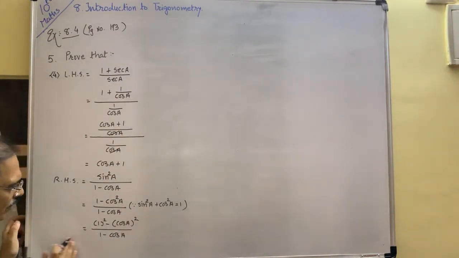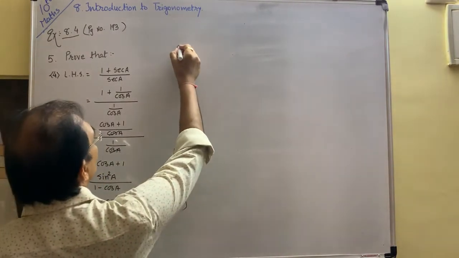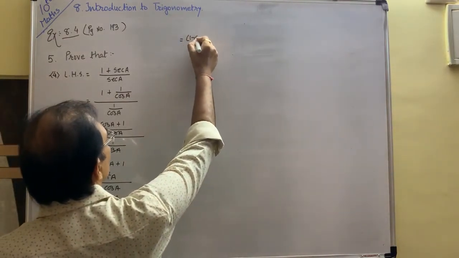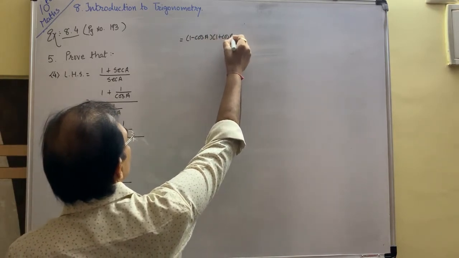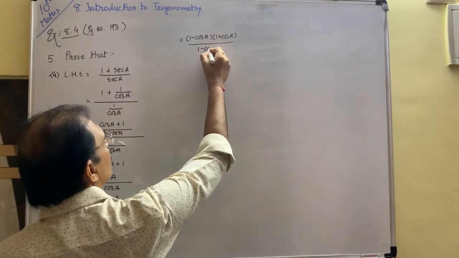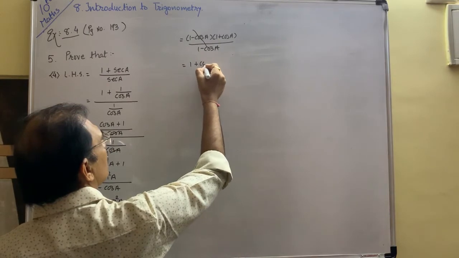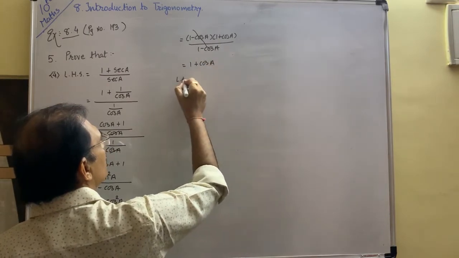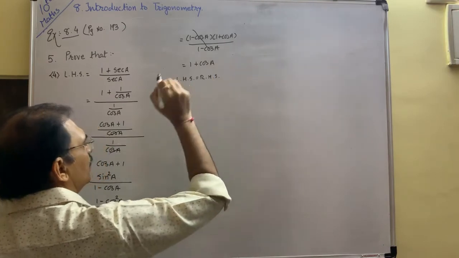A square minus B square. A square minus B square can be factorized as A minus B, A plus B. So 1 minus cos A, 1 plus cos A, upon denominator 1 minus cos A. Okay, 1 minus cos A cancel, so the answer is 1 plus cos A. In this way we can prove that LHS equals RHS.